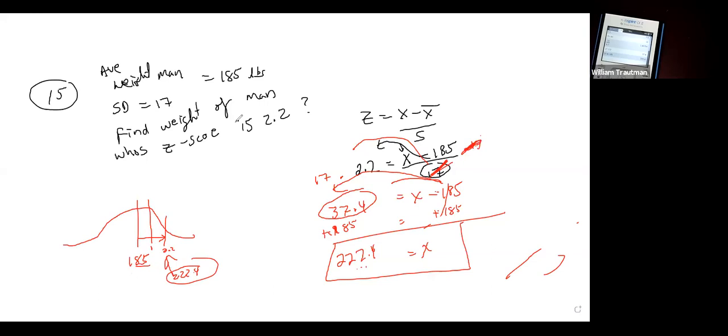You can add two standard deviations, which is 34, 17 and 17. But then you have to add a little bit more. But if you use this formula, you get the exact answer. Okay, that was question 15.